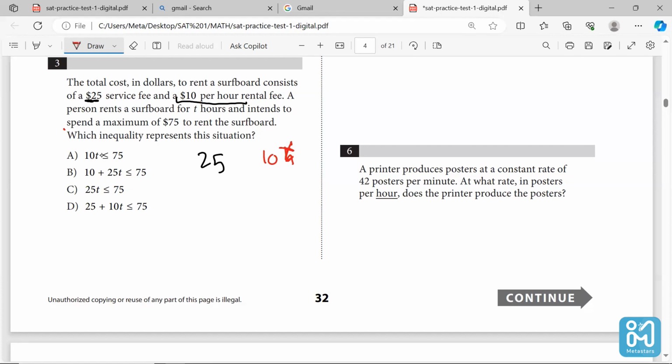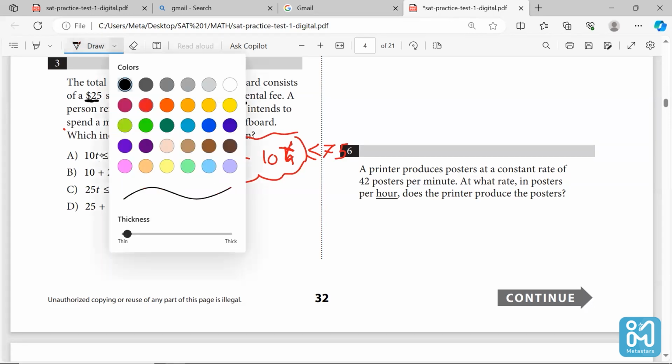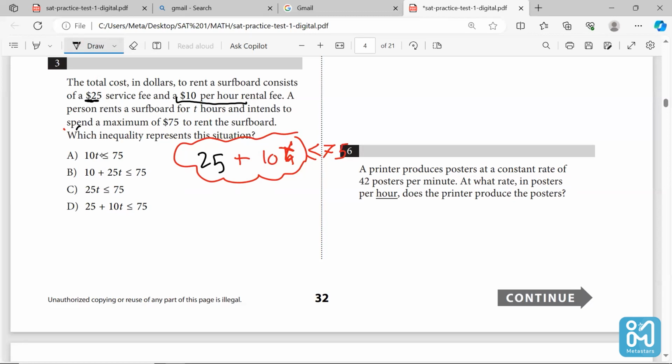And intends to spend a maximum of $75. Maximum, meaning I can spend 75 or less. Again, I can spend 75 or less. This is the total that I have, and I need to spend it. Okay. Now, before we start, I no need to solve it, by the way. That's it. I'm done. I need to find the inequality that represents this word problem.